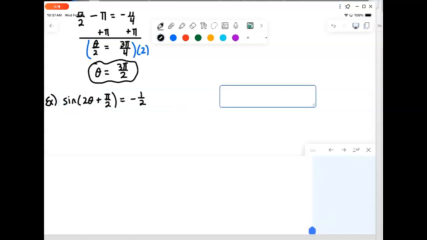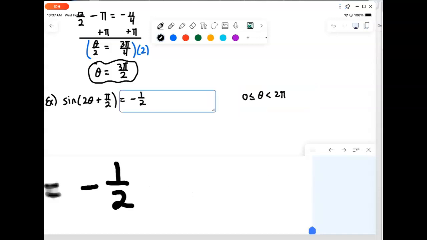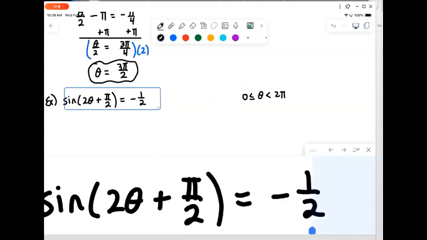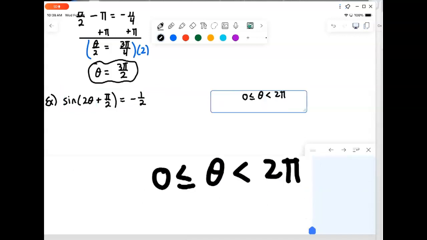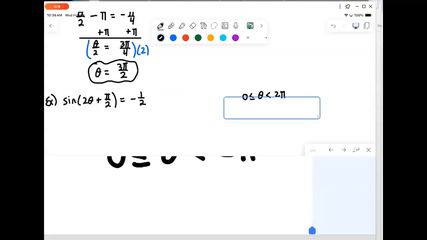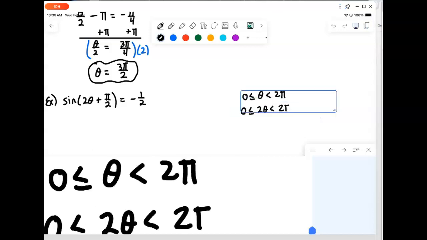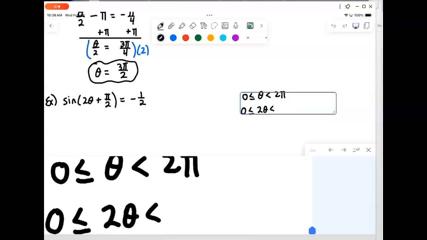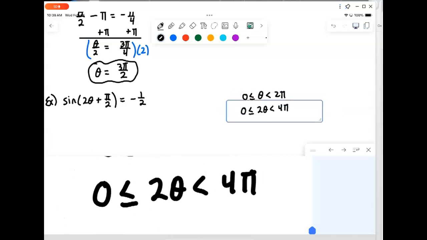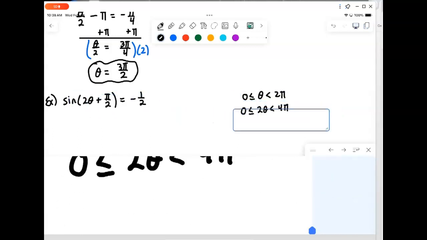And so in this case, we start out with the basic 0 less than or equal to theta, less than 2 pi. Right? And we need to build this up so it becomes 2 theta plus pi over 2. So we take care of the multiplying first. So that's just standard order of operations, right? Multiplication comes before addition. So we multiply everything by 2, which will make that not 2 pi, but rather 4 pi. And then we add on a pi over 2 to everything.